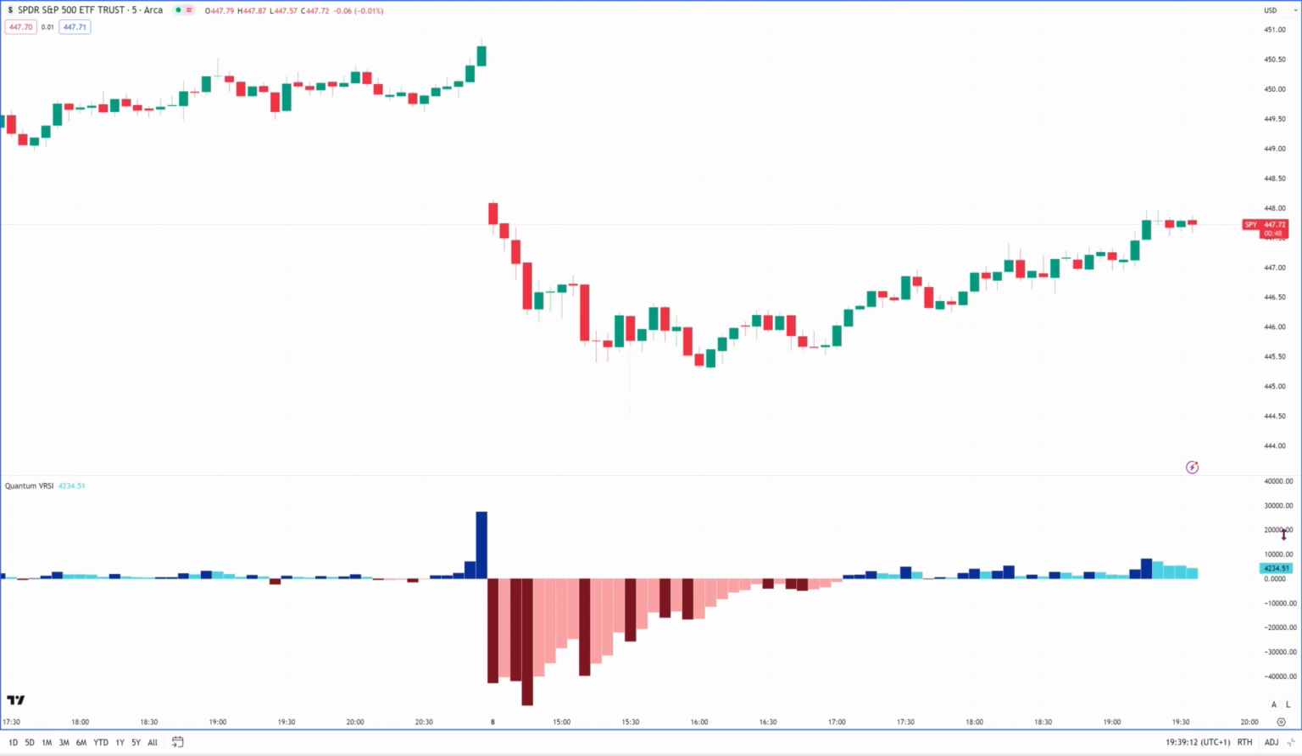So the story of the day here is we had a gap down open. That bearish sentiment continued for some time, for a couple of hours.